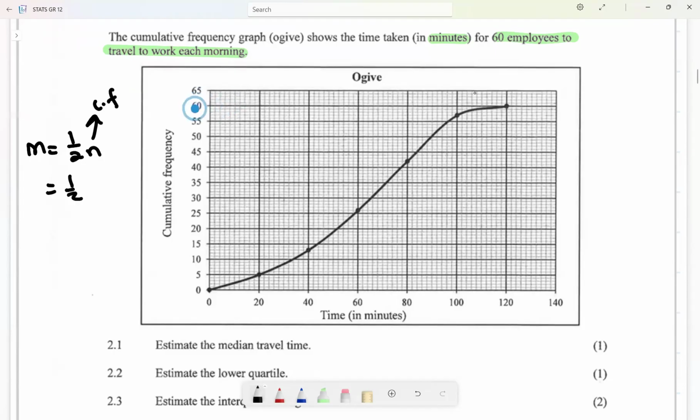These are the number of employees. So I need to check, the cumulative frequency is supposed to be 60 thereof, and then the position it is 30. This is the position. Actually, let me check the position. This is the position, and then I go to the graph here.